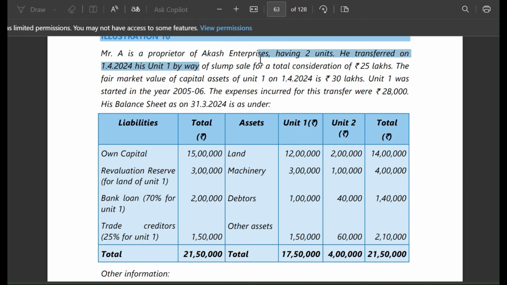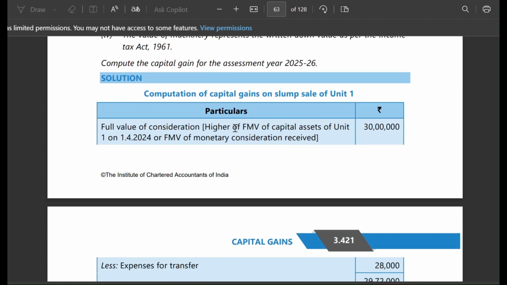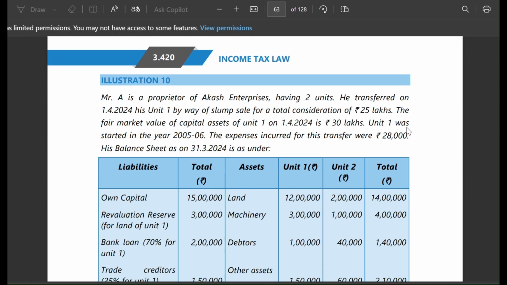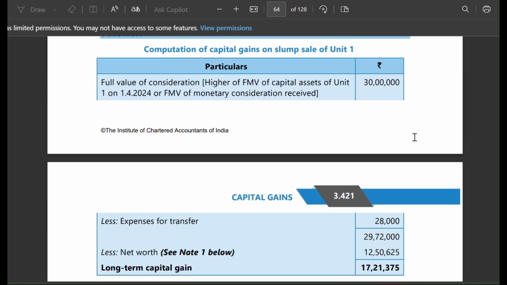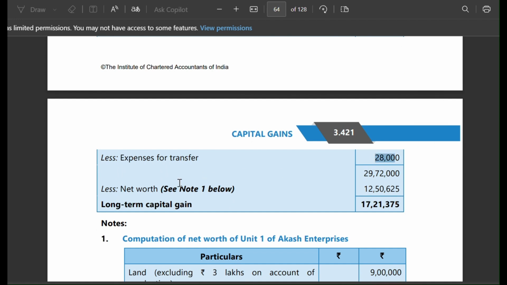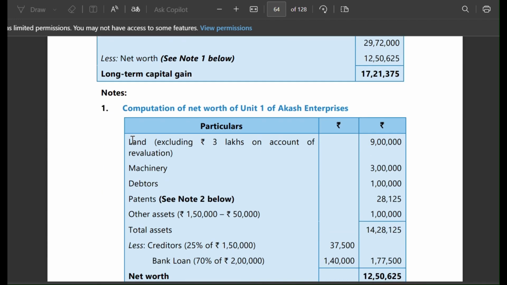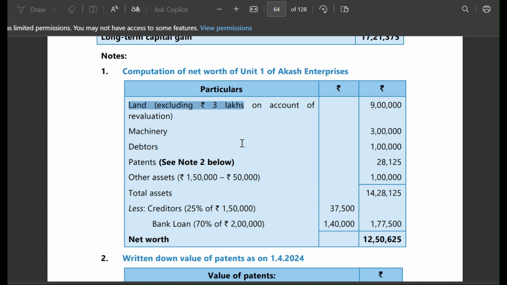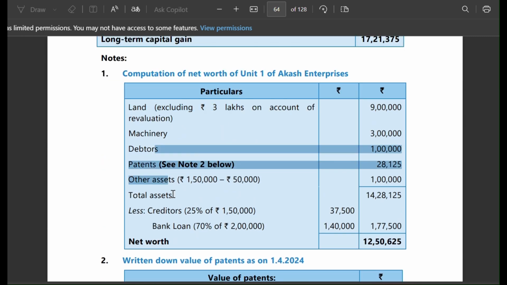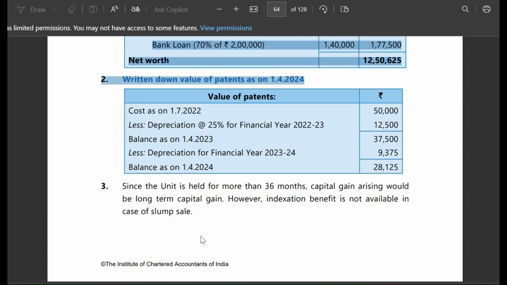Here, Mr. Akash, an entrepreneur having 2 units, sells 1 unit by slump sale, and the total consideration is 25 lakhs, but the unit 1 fair market value is 30 lakhs. So the higher of these amounts is 30 lakhs. So the sale value is 30 lakhs, and the expenses incurred on sale are 28,000. We deduct the cost of acquisition, which we call the net worth in the slump sale. Here the land value excluding the revaluation amount is 9 lakhs, and the remaining amounts are after depreciation. You can see this example in the textbook also.